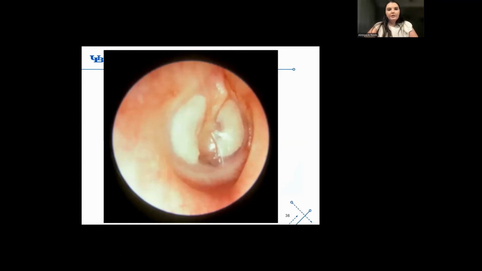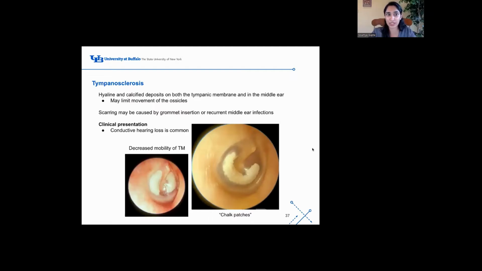Is that granulation tissue? Kind of. It's similar to that. It's more of scar tissue. It looks like tympanosclerosis to me. Yep, you are right. So this is tympanosclerosis.